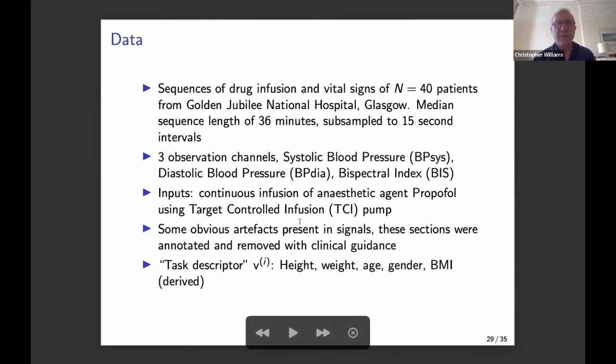The data for this was sequences of drug infusions from 40 patients at the Golden Jubilee National Hospital in Glasgow. This was research done by Chris Hawthorne. We have these 3 observation channels, and the input is a continuous infusion of propofol anesthetic using a target-controlled infusion pump. There were some obvious artifacts present in these signals, which were annotated and removed with clinical guidance.